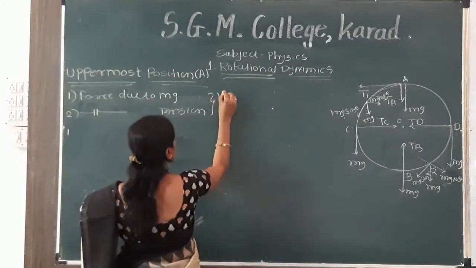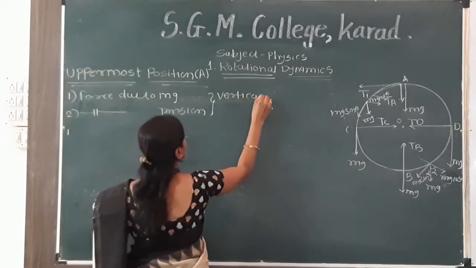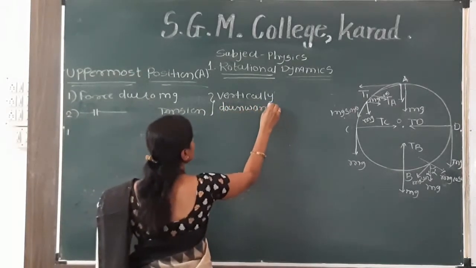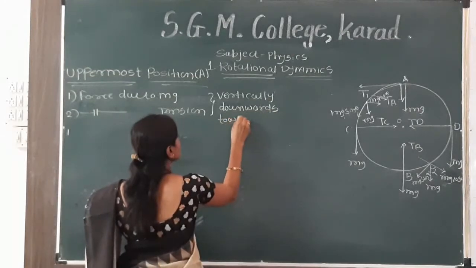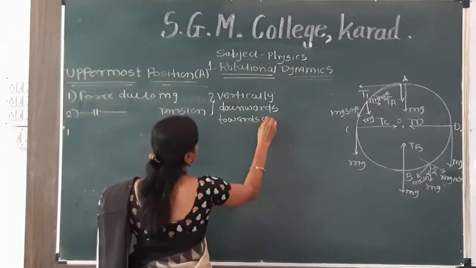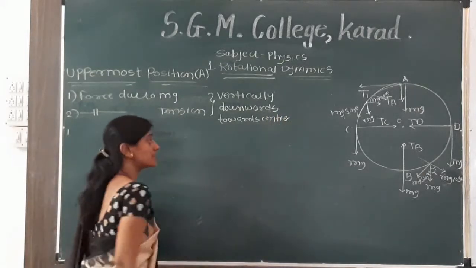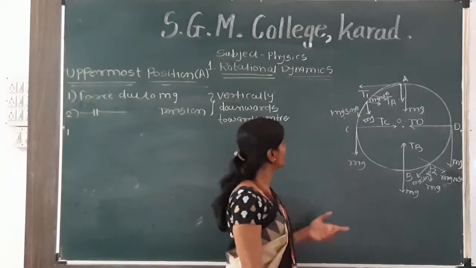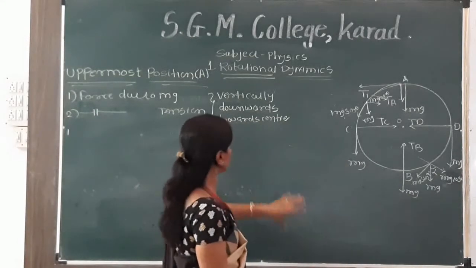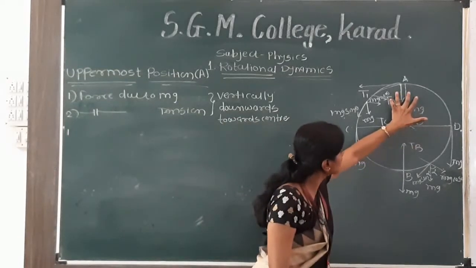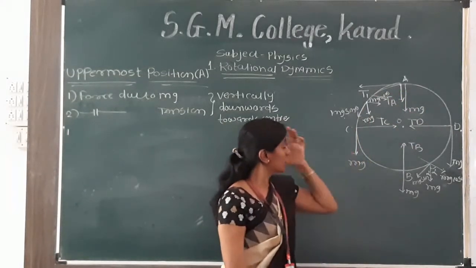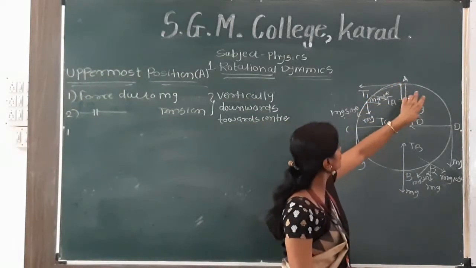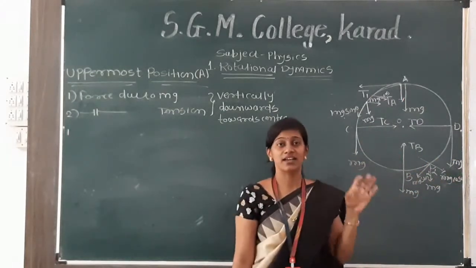The direction is vertically downward towards the center. That means we can say that the resultant of the two forces is a centripetal force. Both forces are vertically downward and toward the center. That means the resultant of those forces is the centripetal force. You can notice one thing here: the force due to tension and the force due to weight mg are not in the same line. They are at different points.